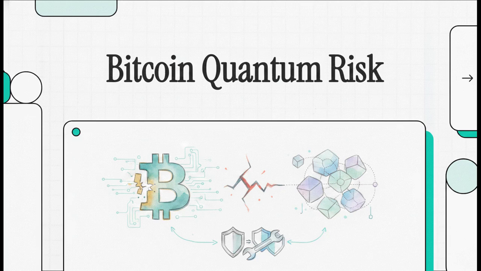Welcome to The Explainer. Today, we're doing something a bit different. We're putting together a serious institutional risk assessment on one of the most existential threats facing the entire digital asset space. We're talking about the quantum computing threat to Bitcoin.